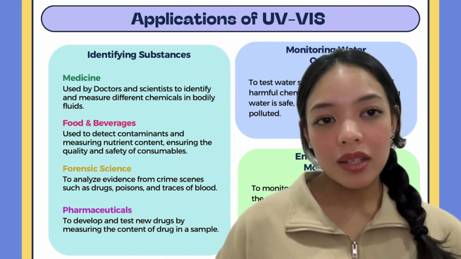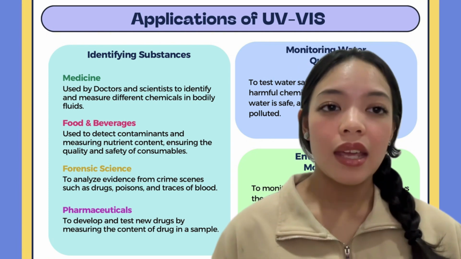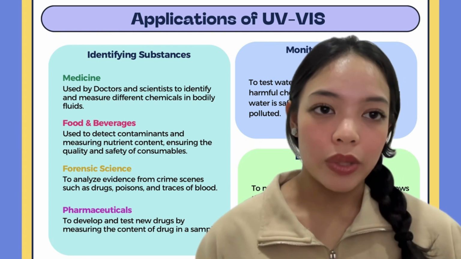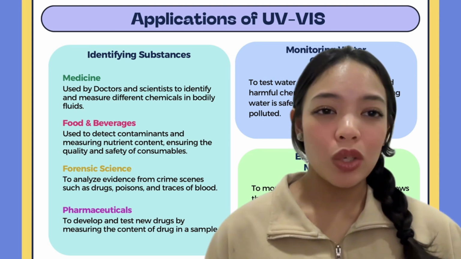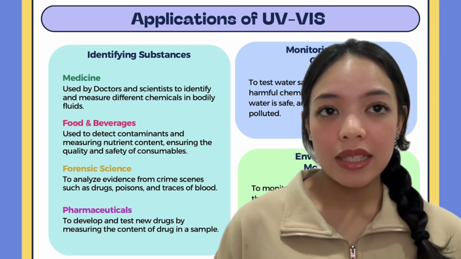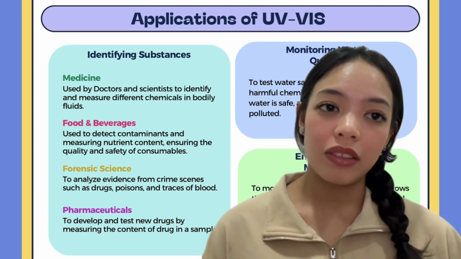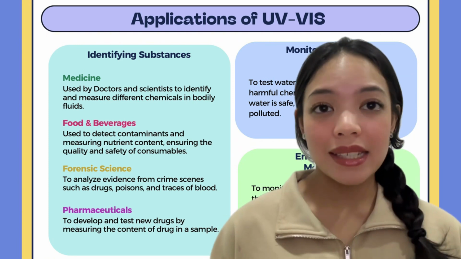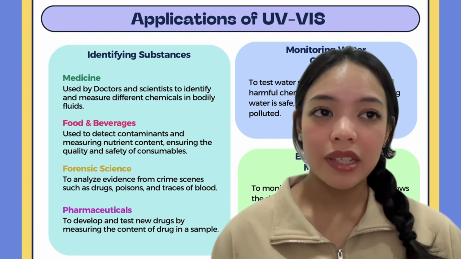In medicine, doctors and scientists use UV-vis to identify and measure different chemicals in blood, urine, and other bodily fluids. For example, it can help detect glucose levels in blood samples, which is crucial for managing diabetes. In food and beverages, this technique helps ensure the quality and safety of food and drinks by detecting contaminants and measuring nutrient contents. In forensic science, this technique is used to analyze evidence from crime scenes.